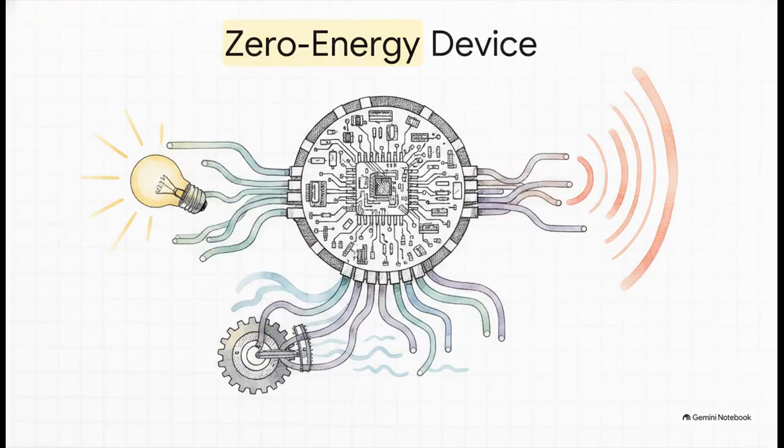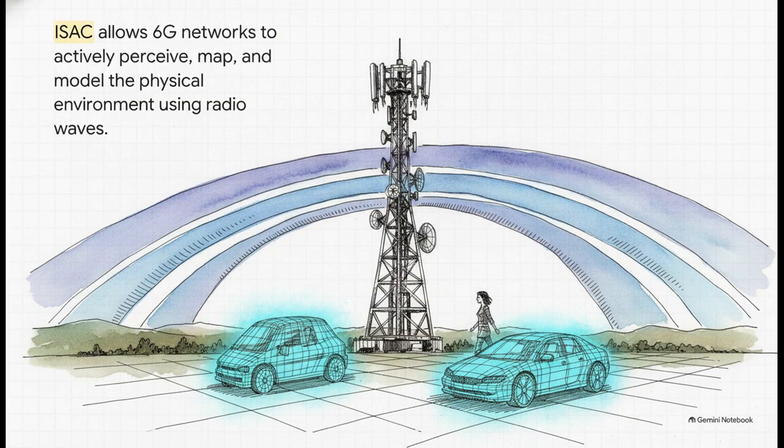Now, a huge question for the future of the Internet of Things is how we power all of this. 6G is explicitly designing networks to support zero-energy devices. These are sensors that don't need batteries at all. Instead, they harvest their operating power directly from ambient indoor lighting, the vibrations of machinery, or even by absorbing the ambient radio frequency signals floating in the air around them. It's wild stuff.